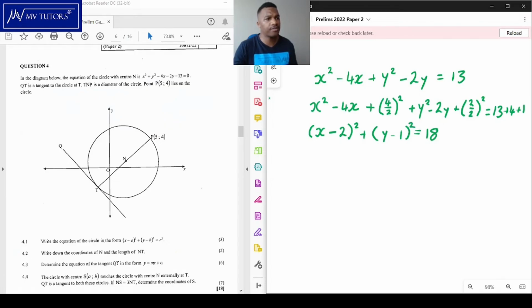This is squared. Okay, so that's it. That's it. It's already in that form.